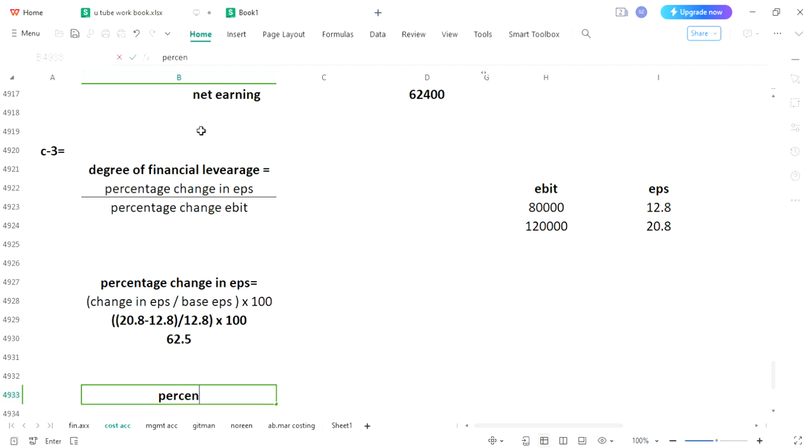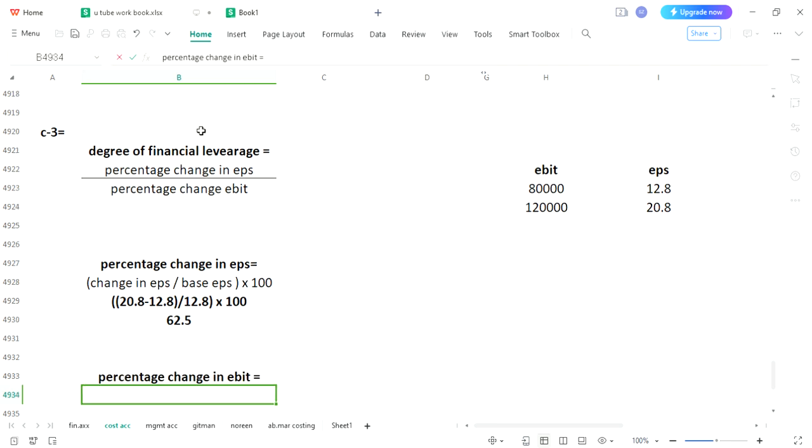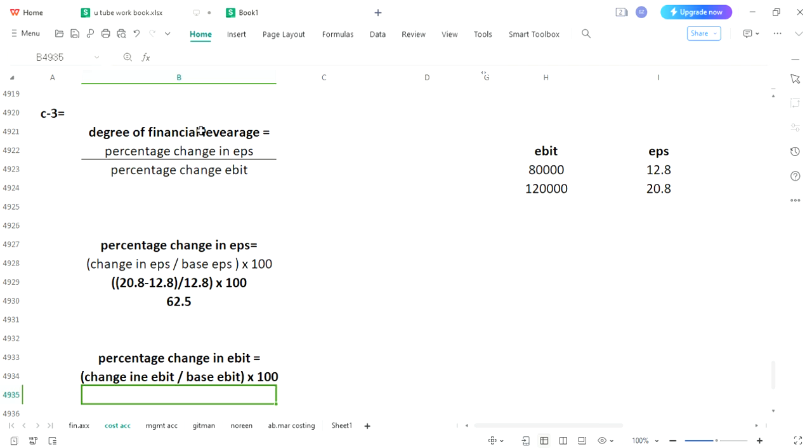For that, change in EBIT. The formula is very simple. Change in EBIT would be divided by base EBIT, and you will multiply it by 100. This way you will calculate the percentage change in EBIT. Now let's get the change.